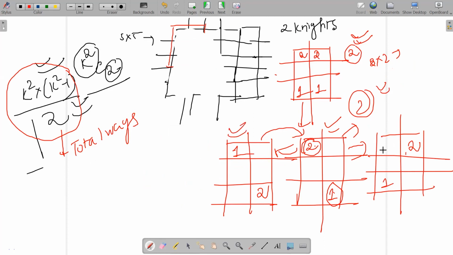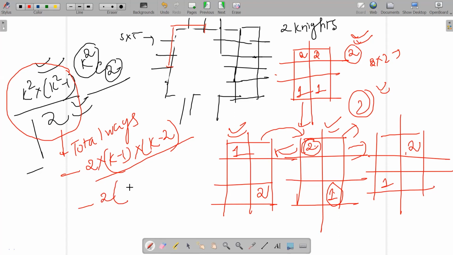First, consider the case of a 3x2 board. How many ways can I place 3x2 boards? Total number of 3x2 boards I have. How many ways? 2 configurations for each board. I have k-1 into k-2 boards. This is the total number of 3x2 boards.